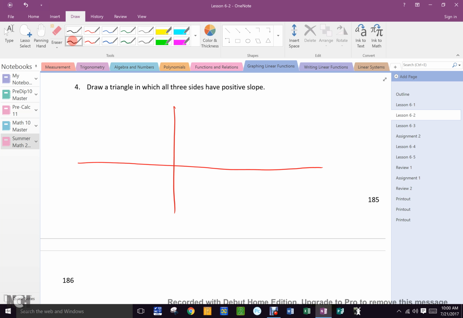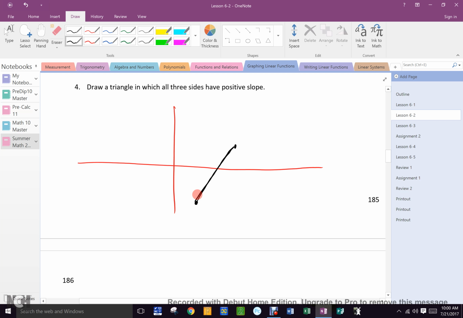Now, how do I draw positive slopes? It's easy to draw them. But now I want 3 of them that are connected. Does it matter where I start? No. So everyone put your pen anywhere on the paper. I'm going to put mine there. How do I make a positive slope from there? Up and right. So is that going to be okay?